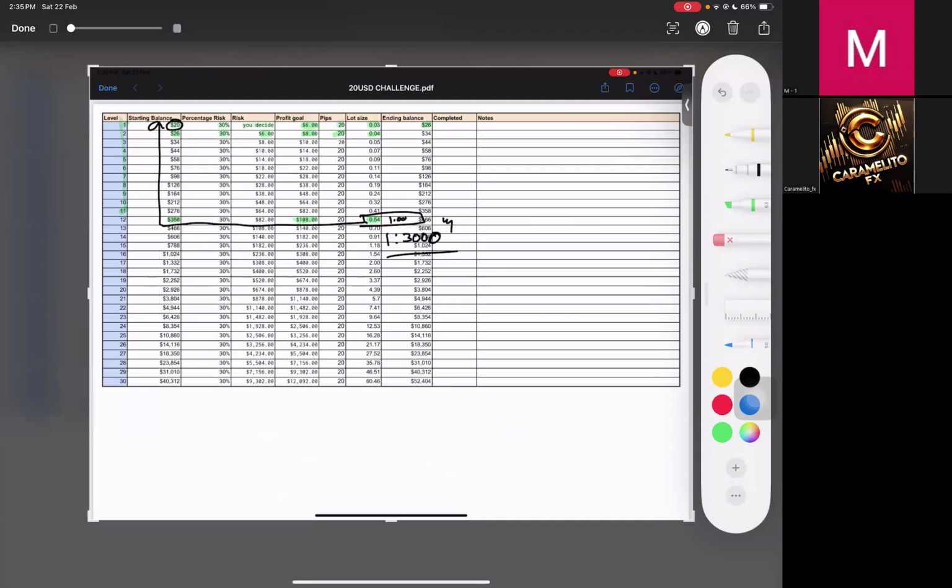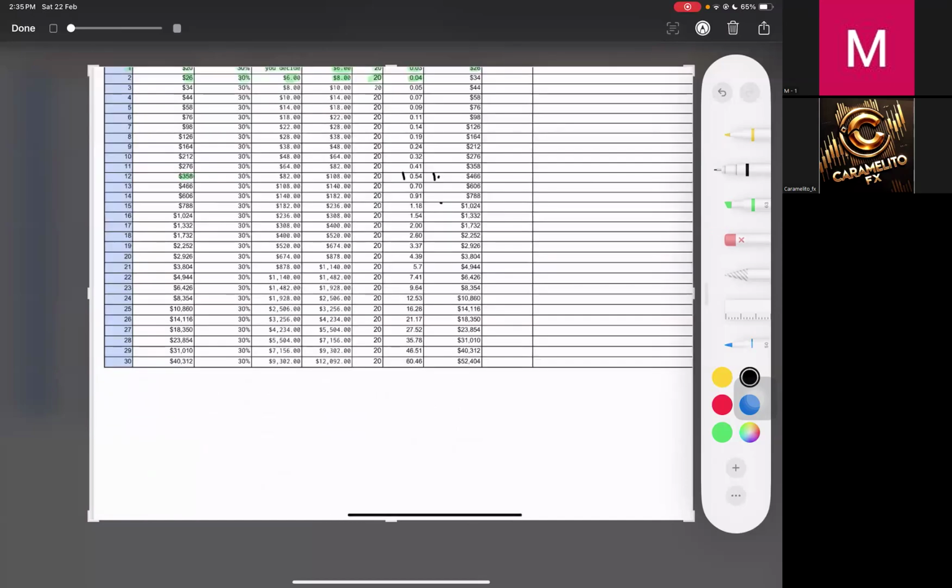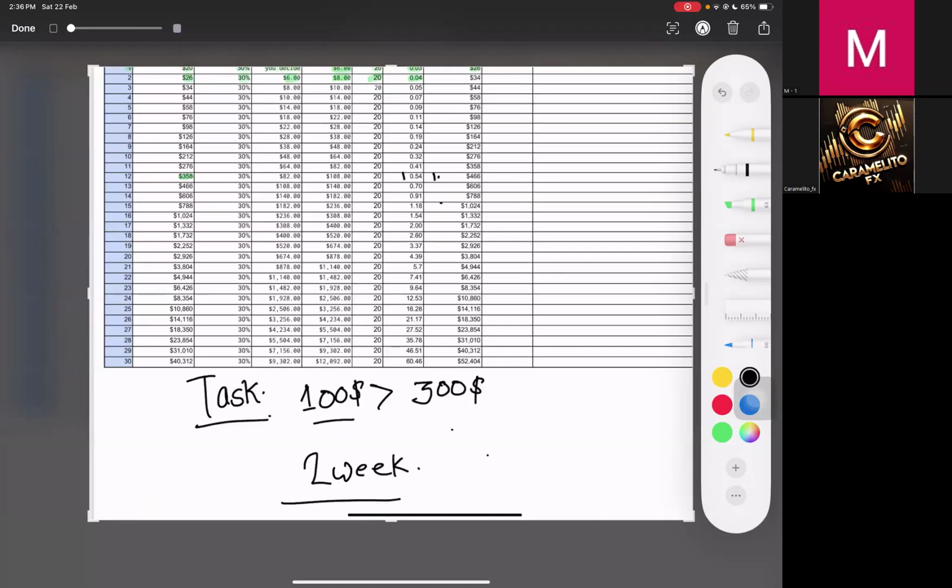Okay, so that's about the 20 USD challenge. And another one, I have a task for you. The task is quite simple. I want you to open any account, demo or real, but at least try to use a demo account first to practice. Only after you understand it, go to the real account. I want you to grow from $100 to $300 in two weeks. Do you think you can do this or not?